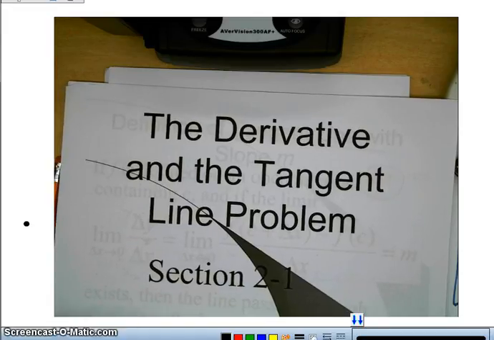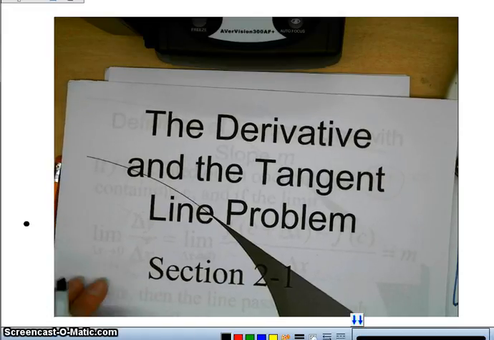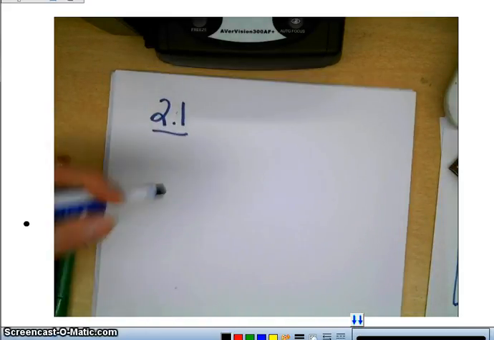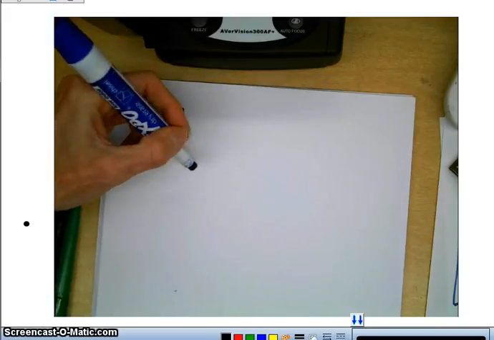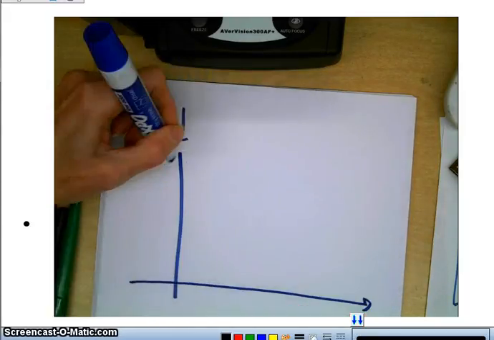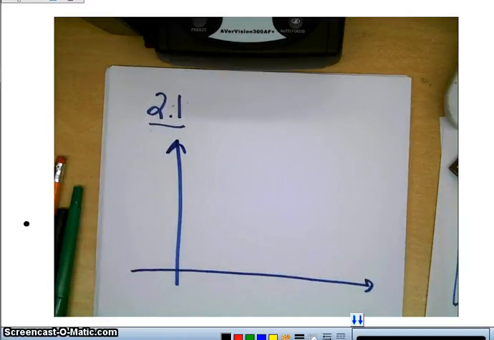All right, so the derivative and the tangent line problem. So here's what we're trying to do. Now, we're just going to start by drawing a picture, okay? This picture is going to get kind of ugly, so don't draw it little. We're going to have lots of stuff on this picture. So what we have here is an XY axis.